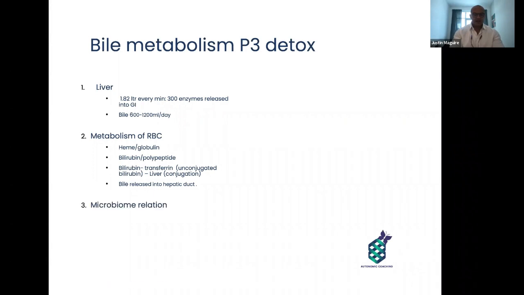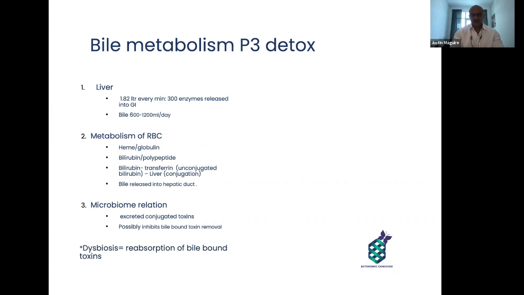Microbiome relation, okay. It basically excretes conjugated toxins. It possibly inhibits bile-bound toxin removal. Dysbiosis, so we have an unwanted quantity of bacteria occurring in the gut, in the bowels. It can actually strip the bile of its conjugated toxin and create intrahepatic recirculation of toxins, and that bile can actually be fed upon by the dysbiotic bacteria.